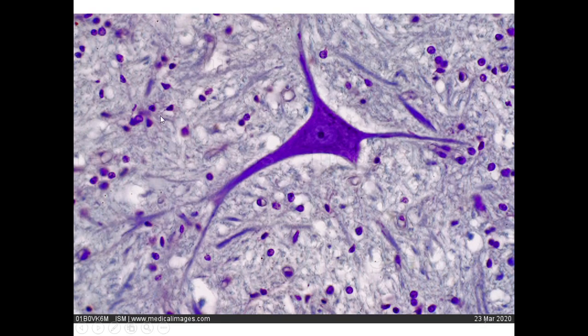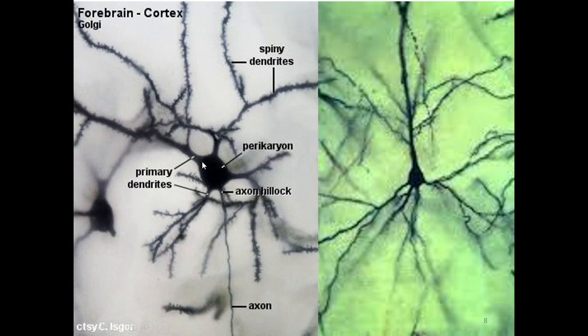And the other one is, as you see here, a multipolar neuron. How can you understand it? This is the perikaryon or soma, and from the soma there are several branches, so it is a multipolar neuron. Here you see two different multipolar neurons. This is the perikaryon, soma or cell body, and from the cell body several branches are observed.